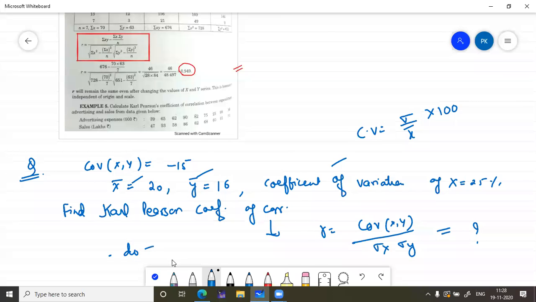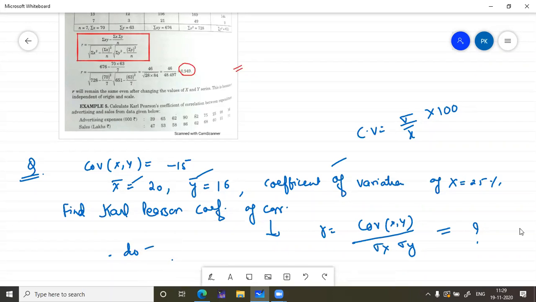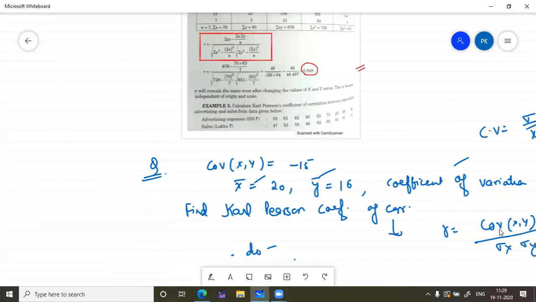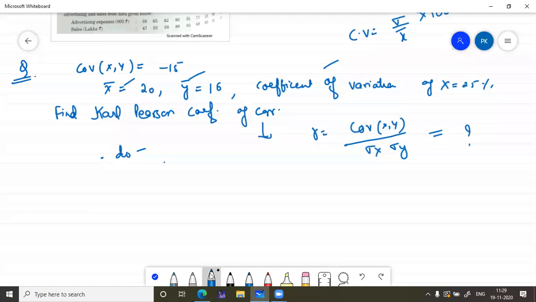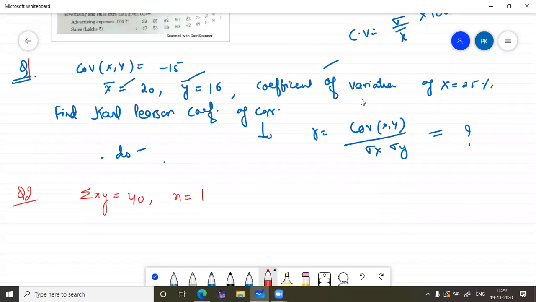In the same way, suppose, एक और प्रॉब्लम मैं यहाँ पे लिख देती हूँ. Summation of xy is equal to, कभी कभी ऐसे डेटा सेट्स दे देते हैं, so you just simply apply the formula. n equals 100, summation of x square मुझे दे दिया गया 80, summation of y square दे दिया गया 20. Find r.